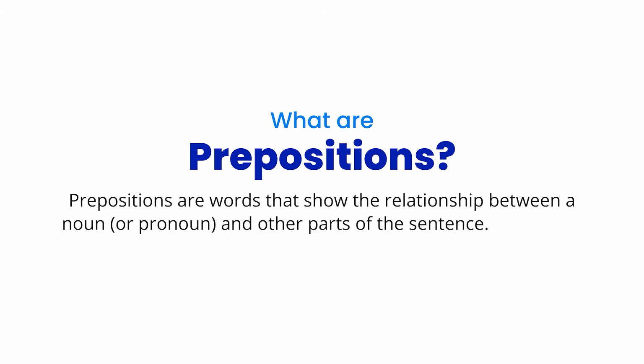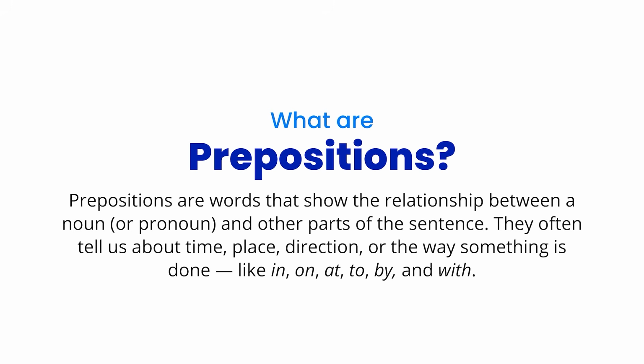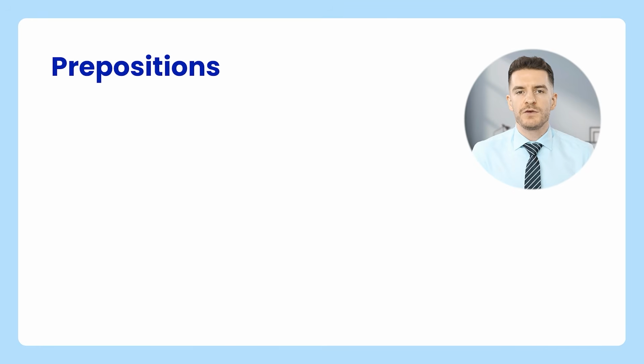So prepositions are words that show the relationship between a noun or pronoun and other parts of the sentence. They often tell us about time, place, direction, or the way something is done. So for example, in, on, at, to, by, and with. These are some basic examples of prepositions. Now again, there are many rules and many different prepositions that you need to learn about, but let's just have a look at some of the most common ones.